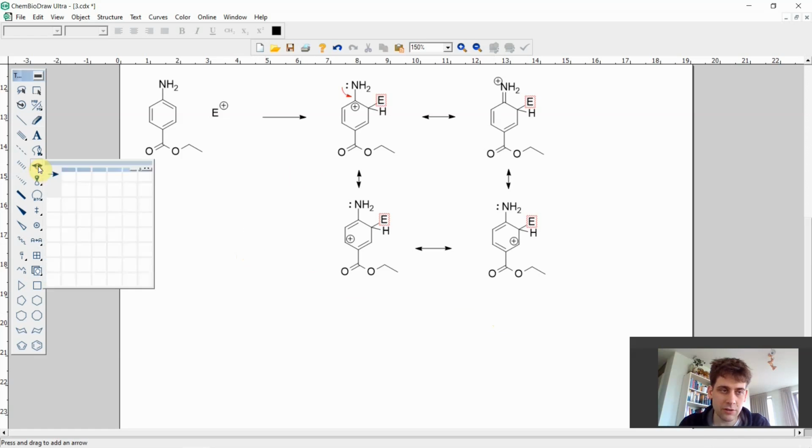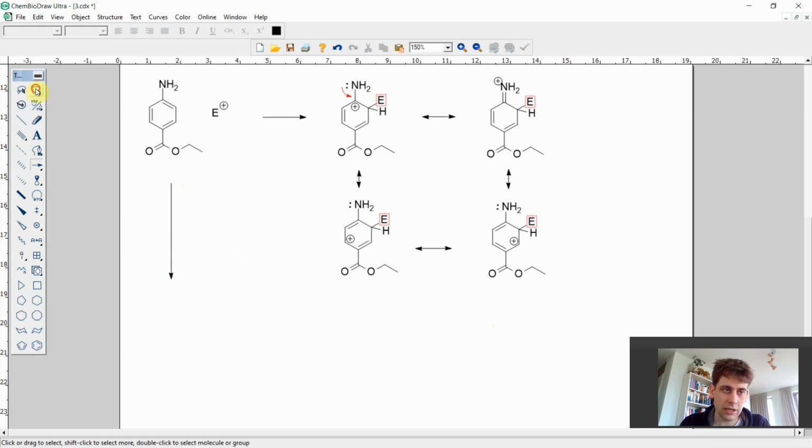And now let's have a look at the attack in the meta position relative to the amino group. Just draw the reaction arrow here, copy our molecule, and then add the electrophile to the molecule so that you can see how it adds and why this is actually less stabilized with the help of the amino group. Here we're adding the electrophile and the positive charge onto the ipso carbon atom of the carboxylate group.